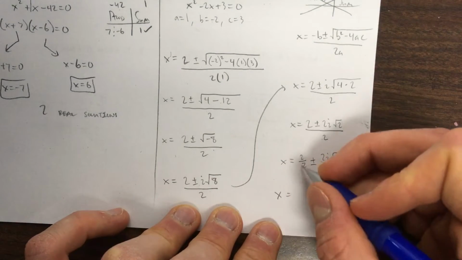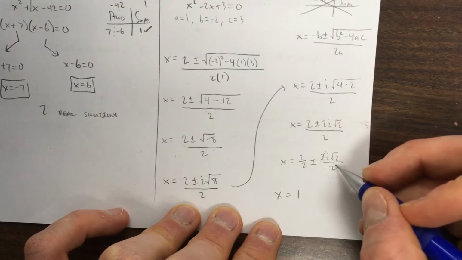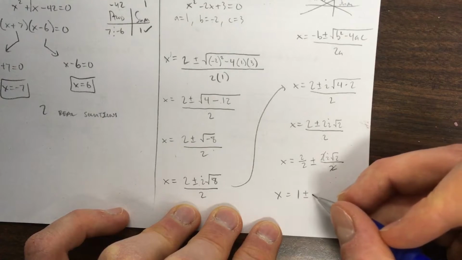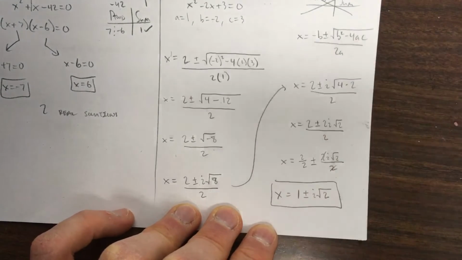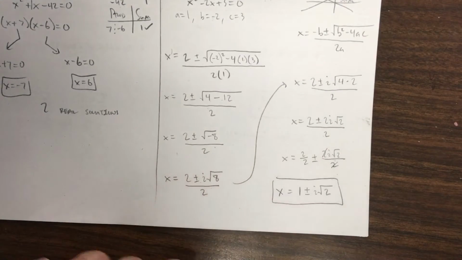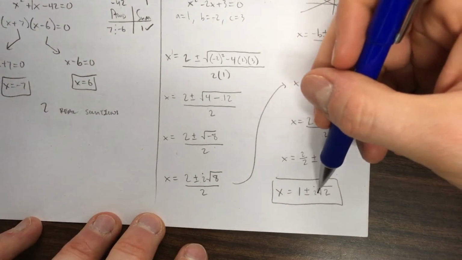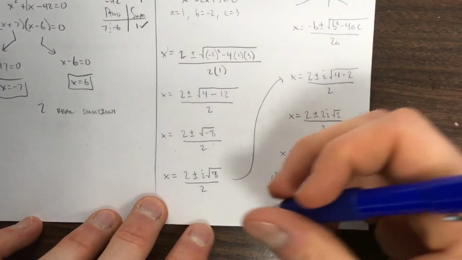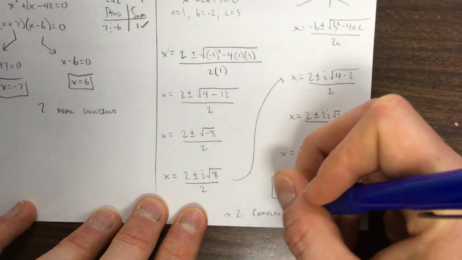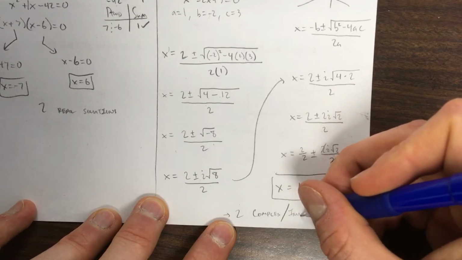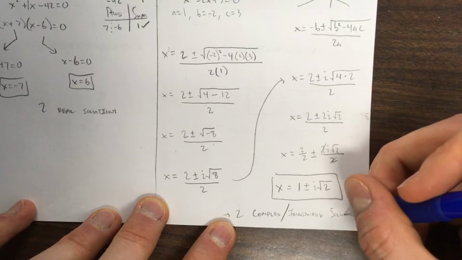Now we can say 2 divided by 2 is 1. Here, what's going to simplify? These 2's divide out. So we're left with 1 plus or minus i square root of 2. That would be our solution. And because we have 2 of them, we have 1 plus i square root of 2, 1 minus i square root of 2. We say we have 2 complex or imaginary solutions.